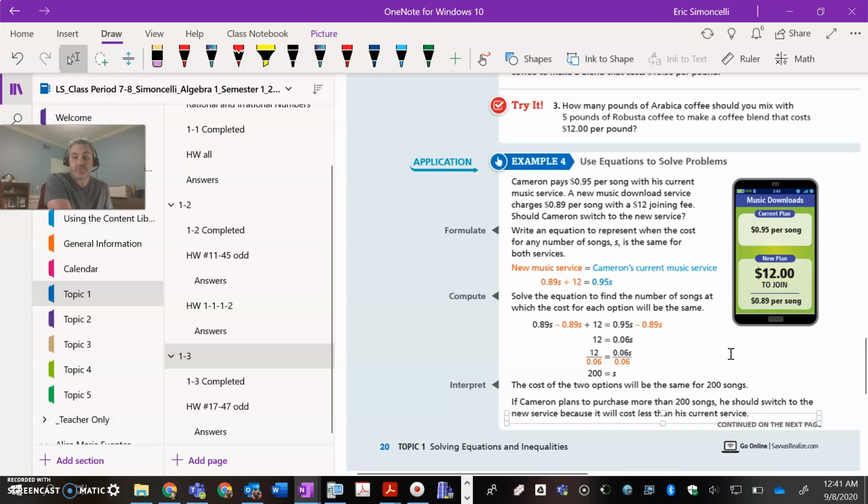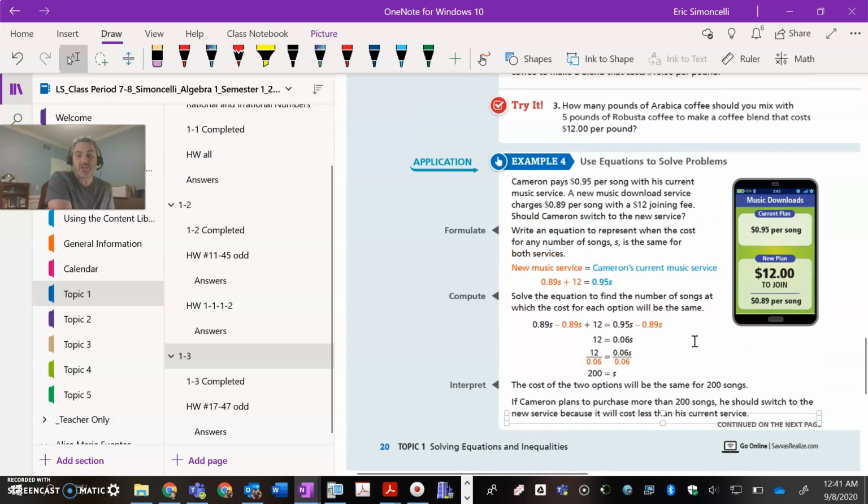If Cameron plans to purchase more than 200 songs, he should switch to the new service because it will cost less than his current service. But if he only plans on buying 200, it's a wash. He should either decide to stay or go new, and it's not really going to matter. So that concludes example 4.